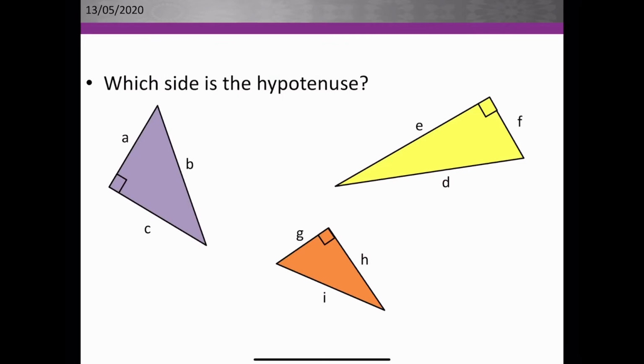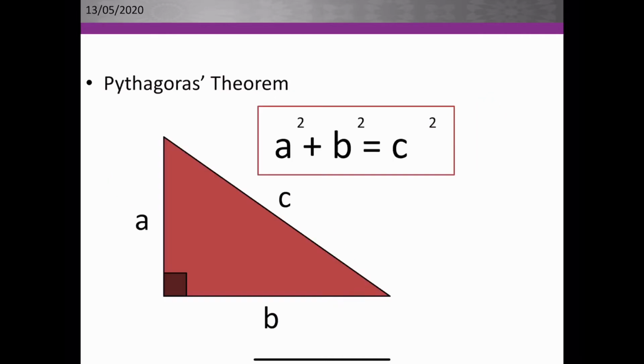So which of these sides is the hypotenuse? Well, again, simply all you've got to do is draw a tiny arrow pointing towards the hypotenuse. So this is what Pythagoras' theorem actually is: a squared plus b squared equals c squared, where c is the hypotenuse.